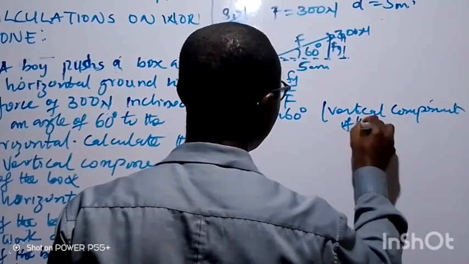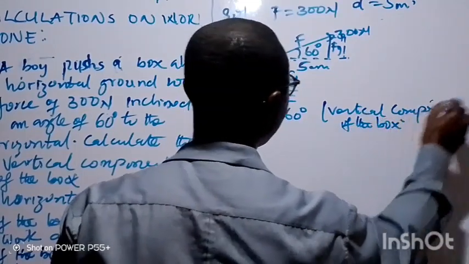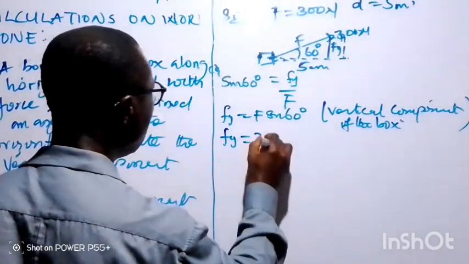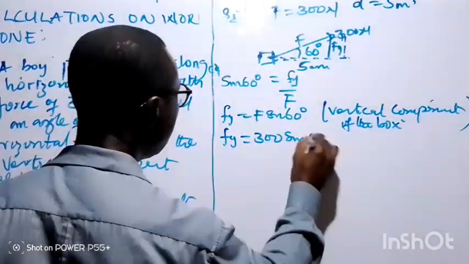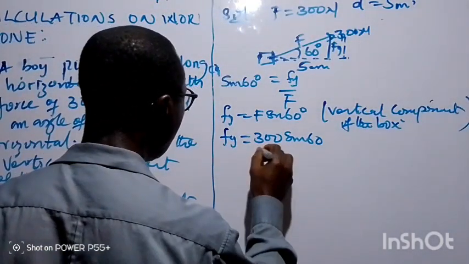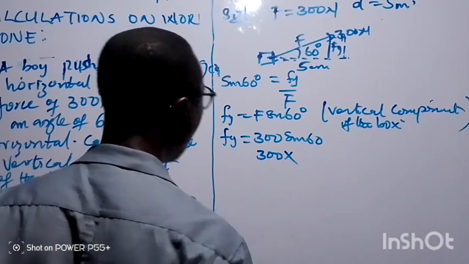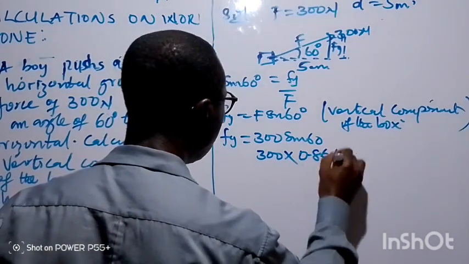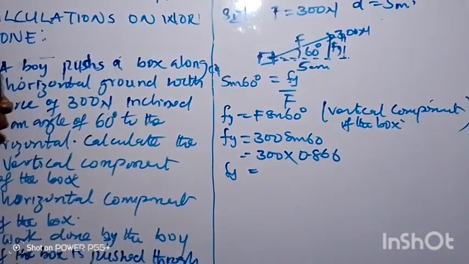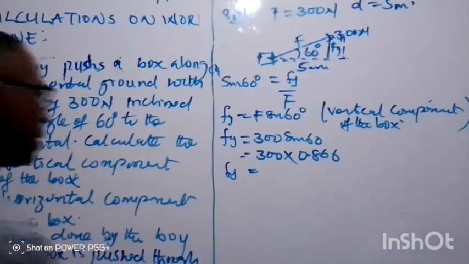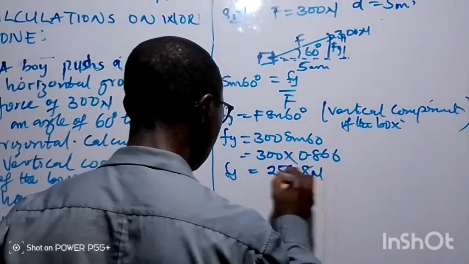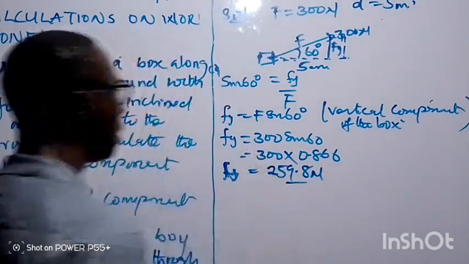Now our F is 300. So Fy will be equal to 300 sine 60. And sine 60 is 0.866. That will be 300 multiplied by 0.866. Therefore, our Fy, which is the vertical component, will be equal to 259.8 Newton. That is for the vertical component.